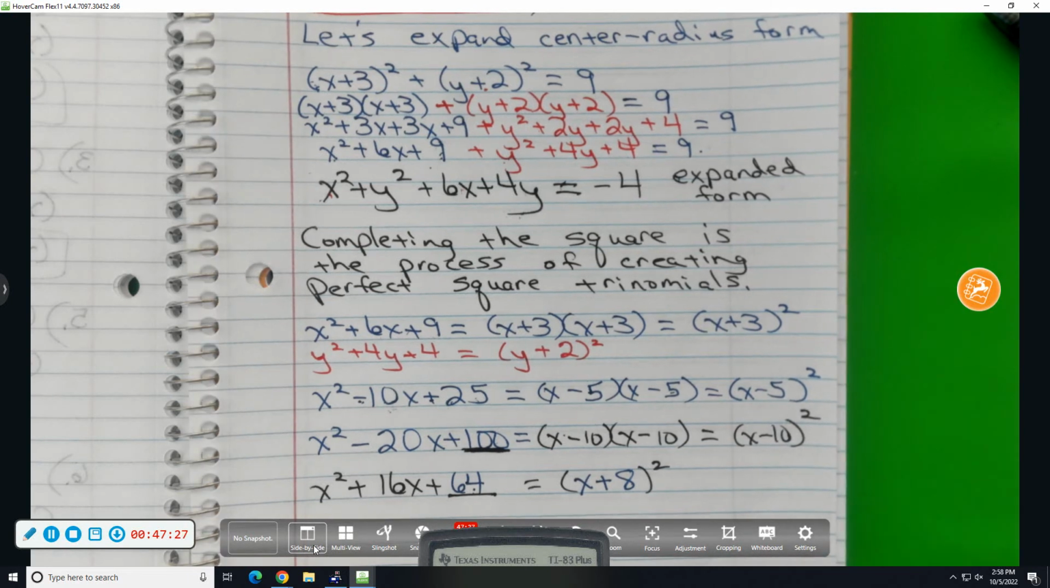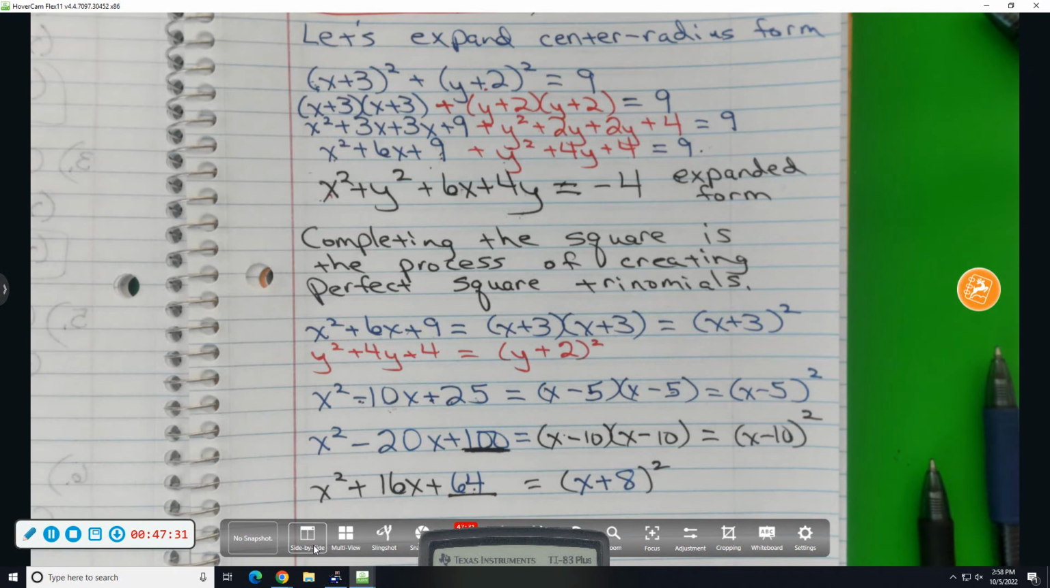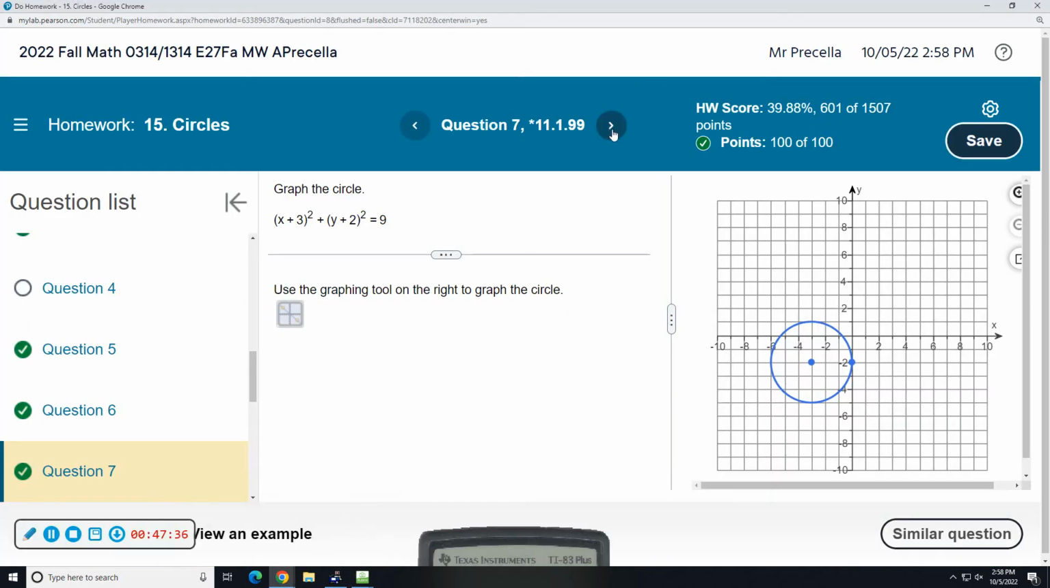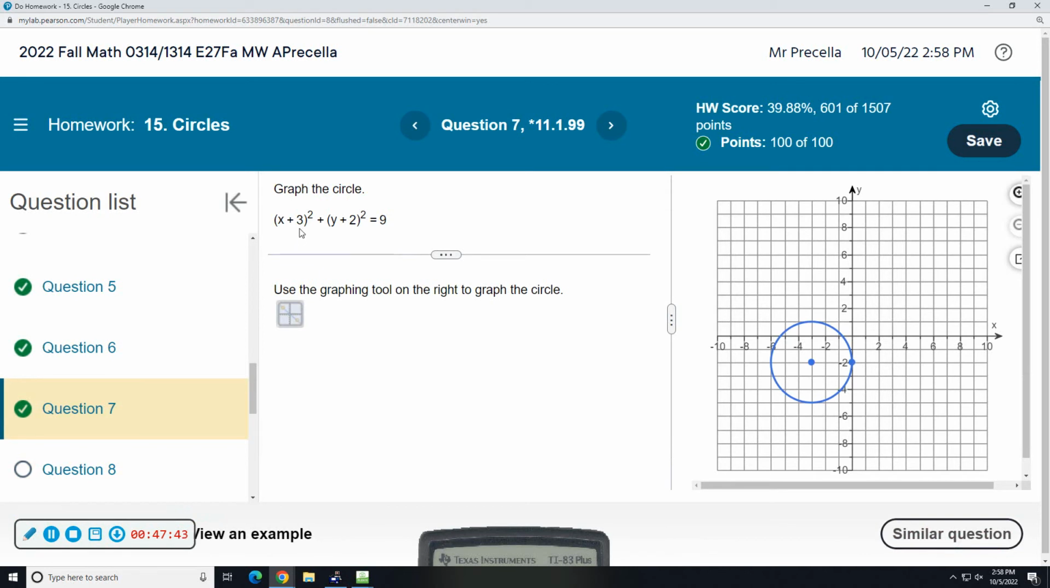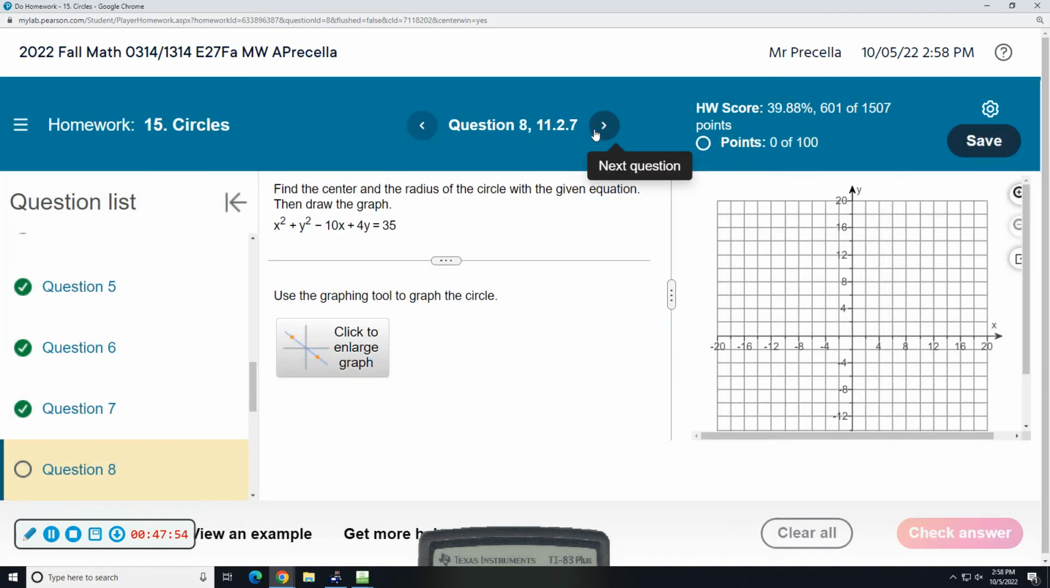So let's look at number 8. Oh, look at that. Look at number 7. It was so nice. They gave us an equation in center radius form. Change sign, take the square root. The instructions say graph the circle. Number 8. We have to find the center radius and draw the graph.